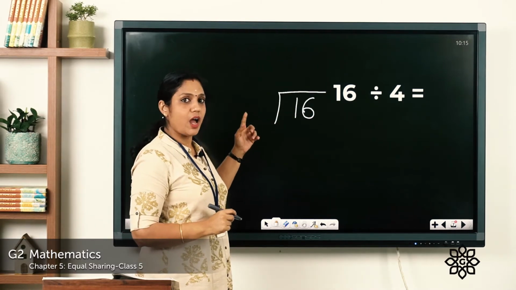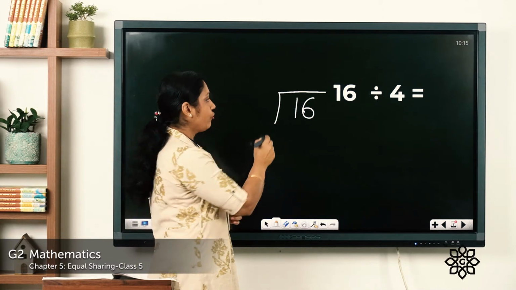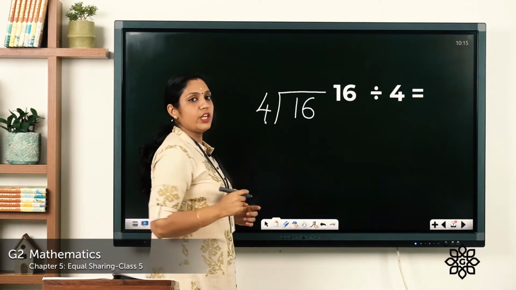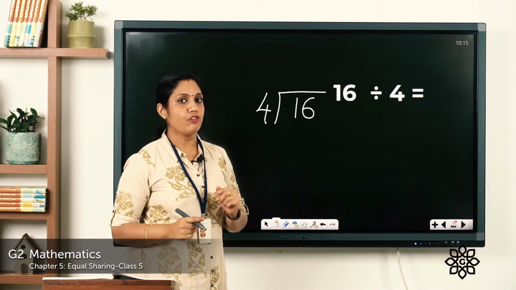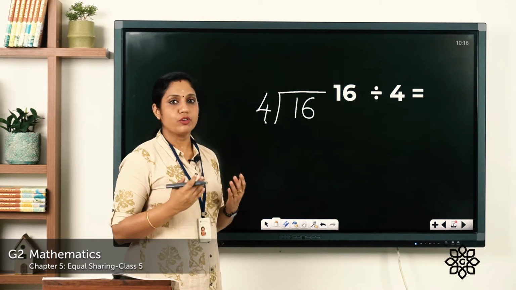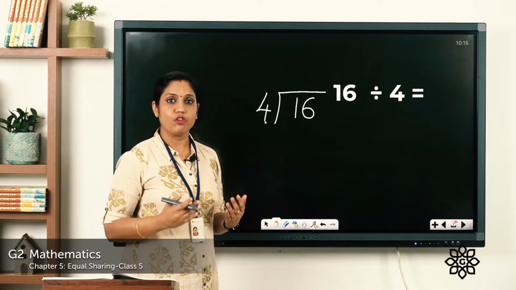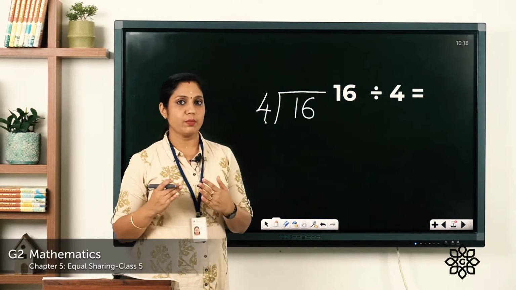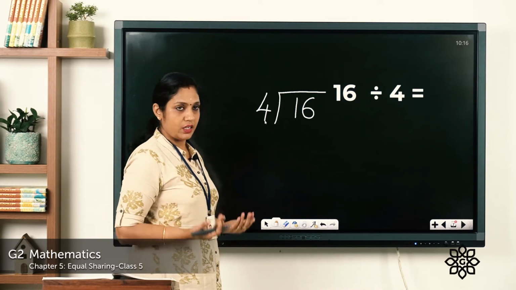And the divisor outside the line. So the divisor is 4. And now we need to check the multiplication table of 4. So 4 ones are 4, 4 twos are 8, 4 threes are 12, 4 fours are 16. So we reach the number 16. How many times? It is 4 times.